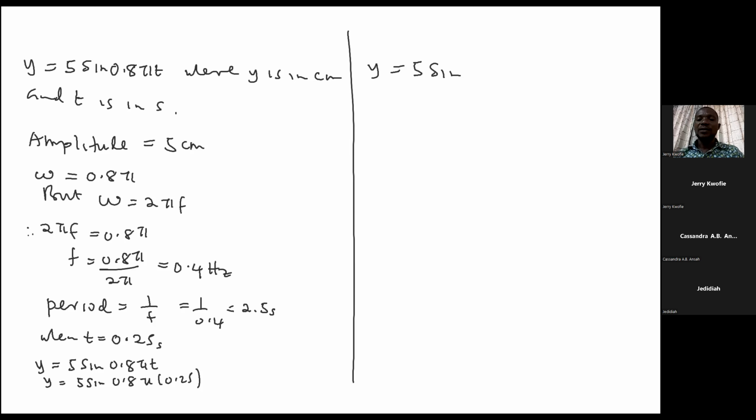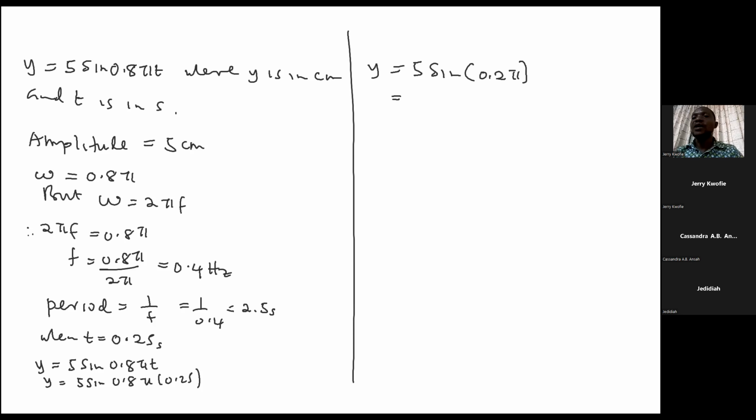No, it will give us 5 sine bracket open 0.2 pi. 0.2 pi. Yes, please. Okay, I thought you were saying 0.25. Okay, now yesterday I indicated that the angle in the expression is an angle in radian. So we have to program the calculator to see that angle in radian before we do the evaluation. I hope that you have done that.